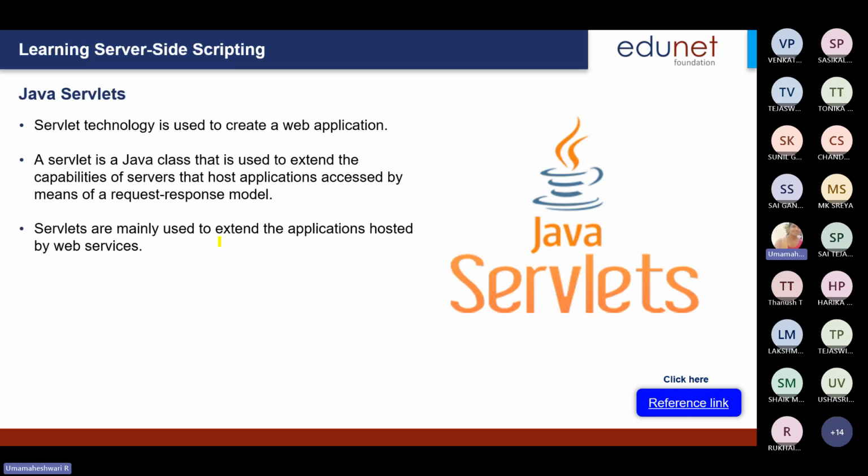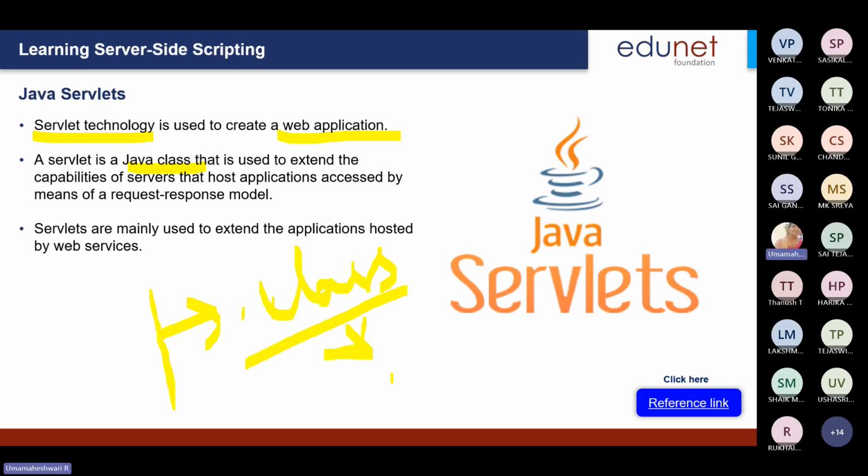As of now, we understood what server-side technology is. In that server-side technology, let's learn about the servlet. What is servlet technology? Servlet technology is used to create a web application. We are going to create a web application. A servlet is a Java class. Once you create a program, a .class file will be created, right? That .class file is considered a servlet.